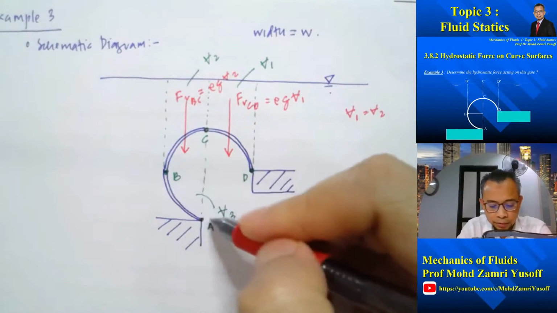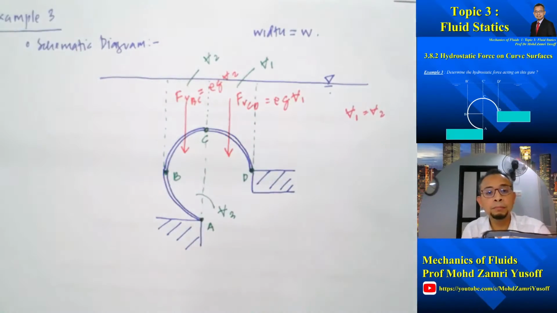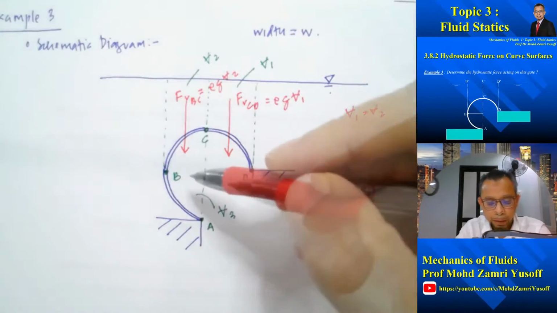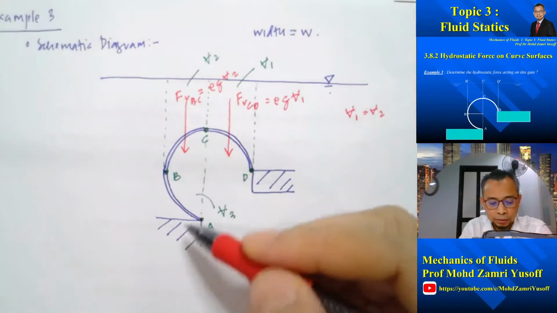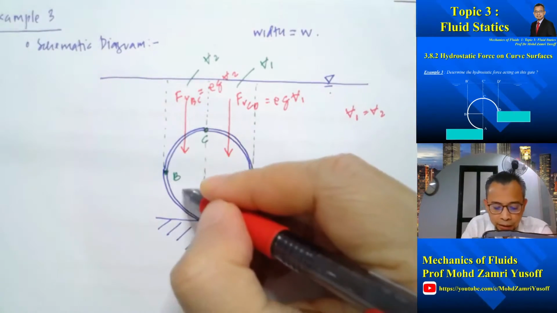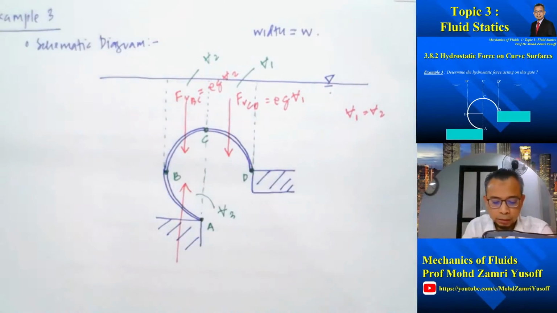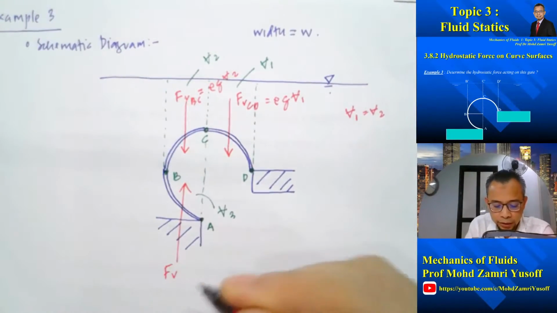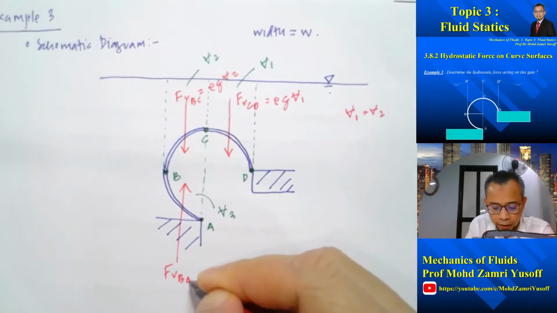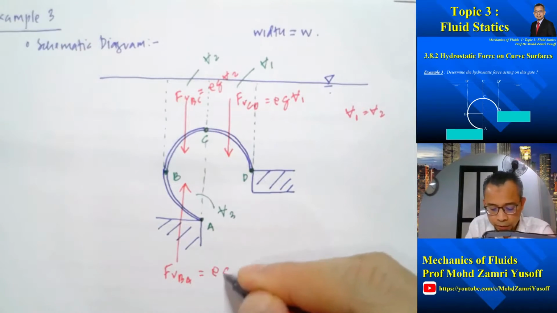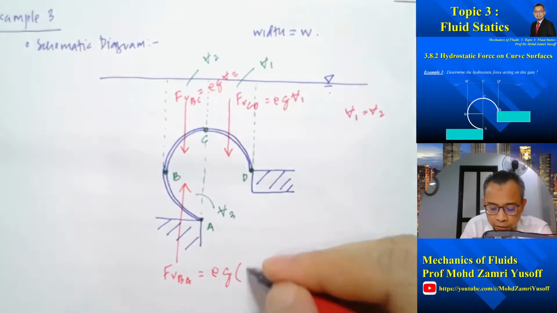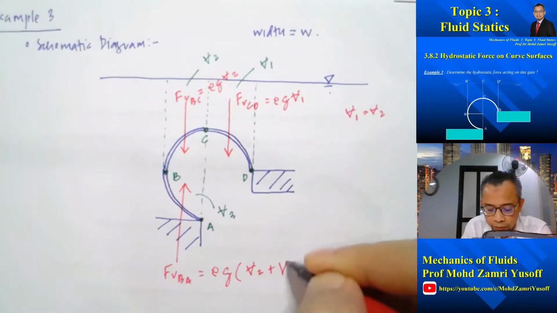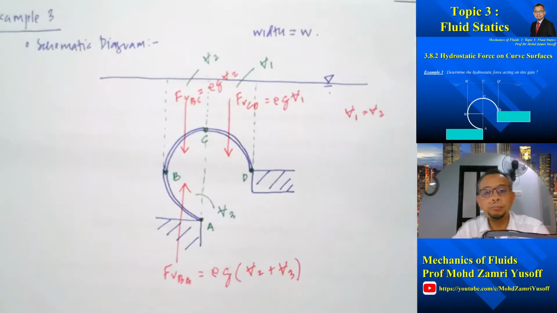And what about this surface here? On this surface, the water will be underneath the surface, so the vertical force will be acting upward. So F vertical BA will be equal to rho g, but which volume do we have to consider? It's going to be the volume above the surface, so it will be volume 2 plus volume 3.